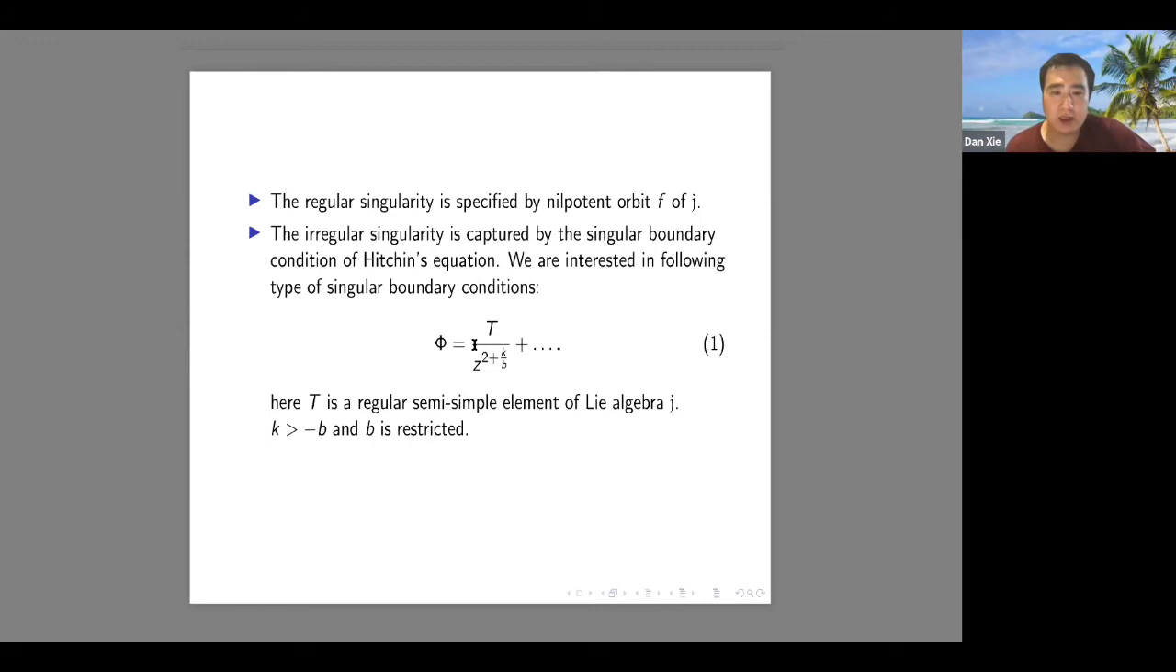Here, T is a regular semisimple element of the Lie algebra, and k is an integer, which is restricted to be bigger than minus b. So this singularity is an irregular singularity, meaning the order of the pole is bigger than one. And the important thing is that this denominator b is actually restricted. So here is the restriction on b.